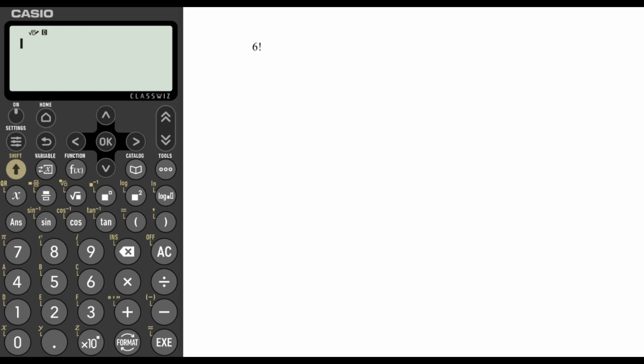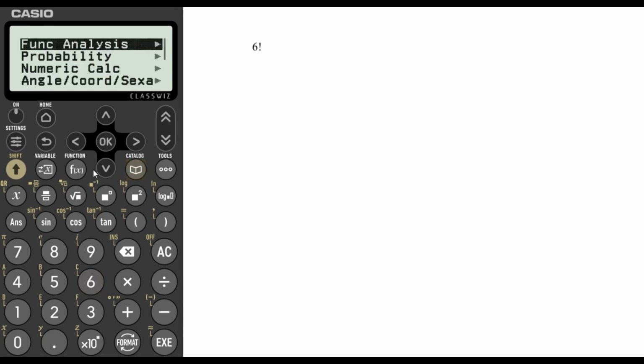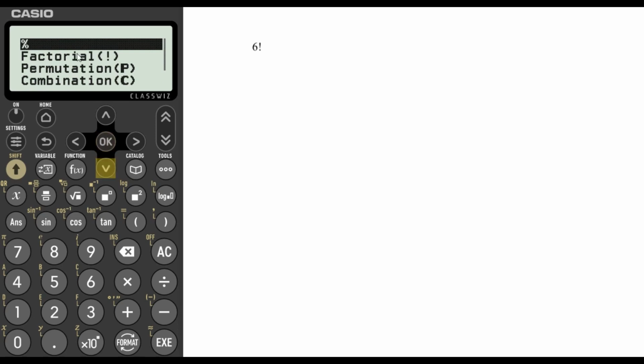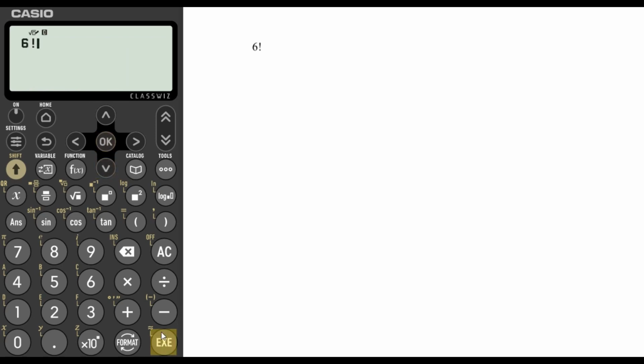We can work out factorials using our calculator. In this example, we have to work out 6 factorial. Begin by pressing 6. Now, to access the factorial function, go to the catalogue, scroll down to probability, and then scroll down to factorial. 6 factorial is equal to 720.